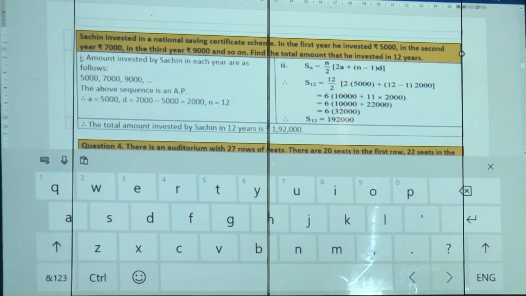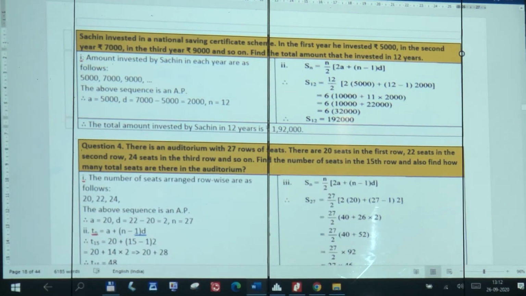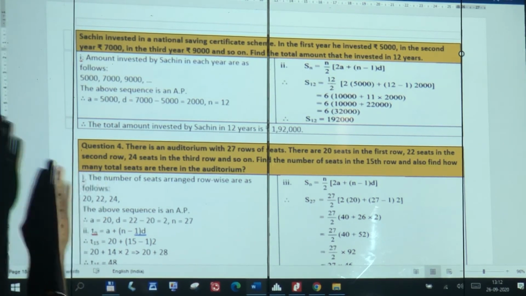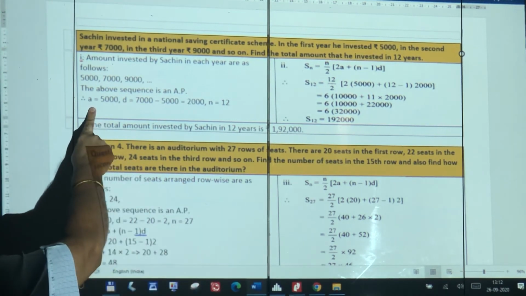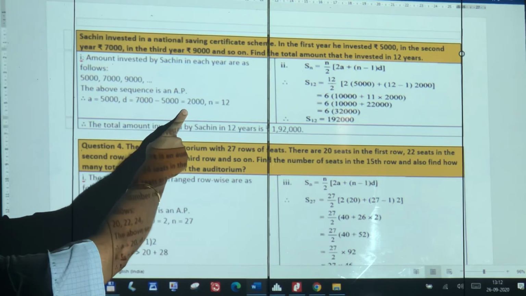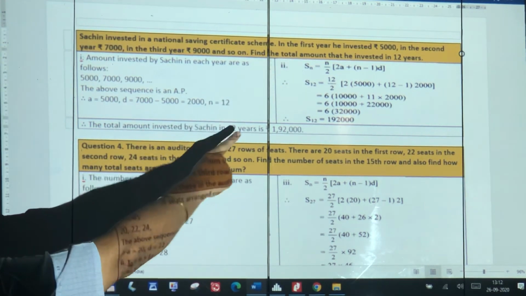Yeah, let us have a look at this third sum. Sachin invested in National Savings Certificate, held with the name. First year he put 5,000, second year he put 7,000, third year he put 9,000, so 2,000 more is put in. Total in 12 years he put how much? First he put 5,000, that is my first term. Difference is 2,000 and 12 years, so n will be 12.